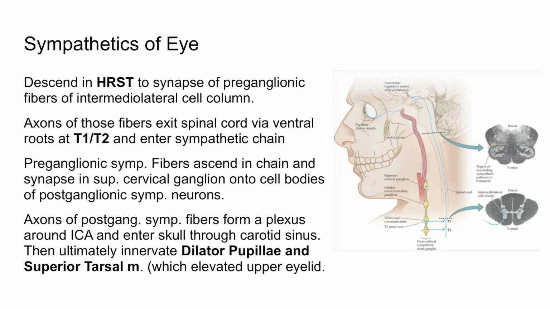From there, they distribute into the orbit, largely hitchhiking on branches of V1. So their targets are straightforward but high yield. We've reviewed them before, but now we're just adding more of these neuropathways. It's going to be the dilator pupillae muscle for pupil dilation and superior tarsal muscle assisting in that elevation of the eyelids. So sympathetic, right? You're going to have those big wide open eyes. Remember, think drugs.